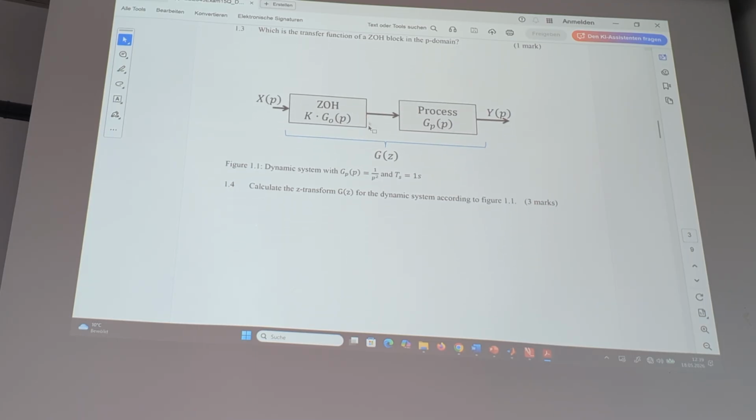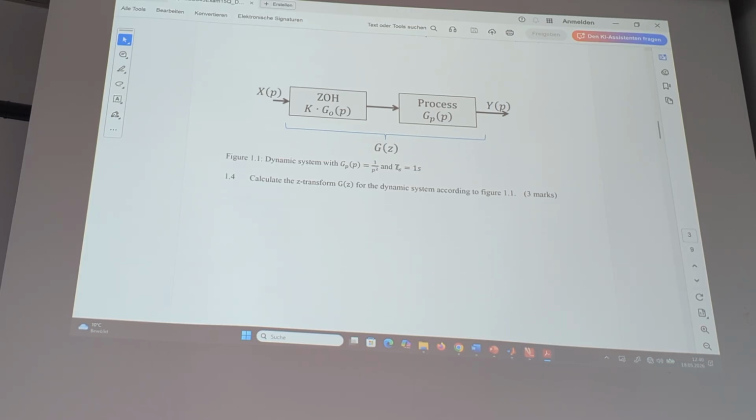Then what else do we have? Here we have the zero order hold method to get the staircase function with a continuous process plant. Here the transfer function Gp of P is given as 1 over P squared. Sample time is given, and then the task is to calculate the Z transform G of Z for the dynamic system according to figure 1.